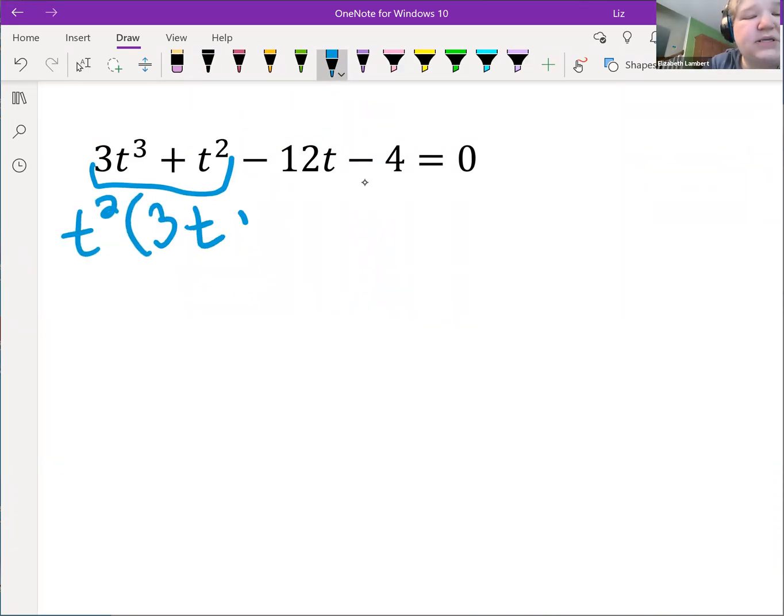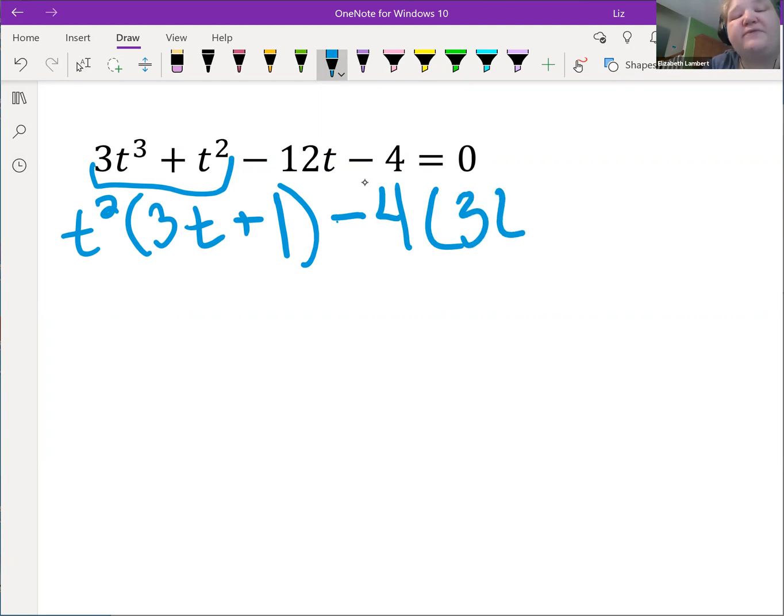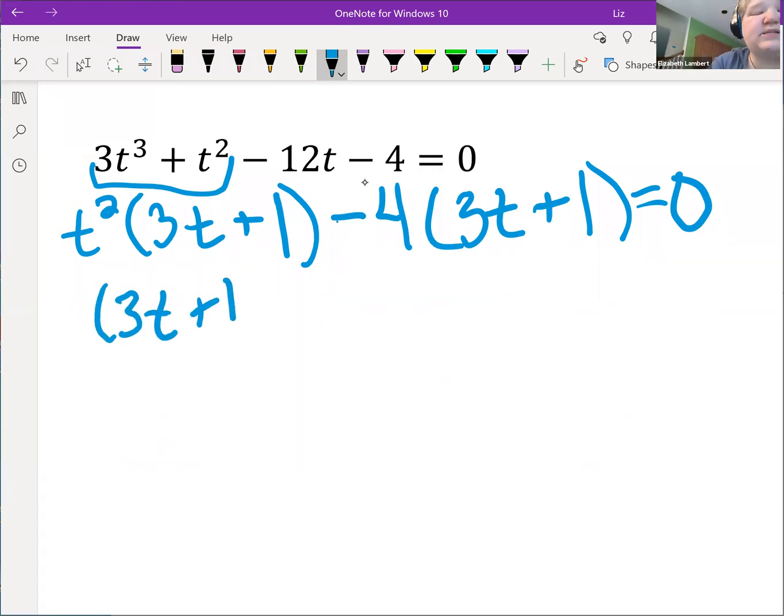And we get a 3t plus 1 as a placeholder. Have to factor a negative because the 12 is negative. 12 and 4 are both divisible by 4. So -4 times 3 would get me back to -12, and it needs the t. And then -4 times +1 would get me back to -4. And there is our matching 3t plus 1. They must match. If they don't match, then you can't factor by grouping or you picked the wrong pair.